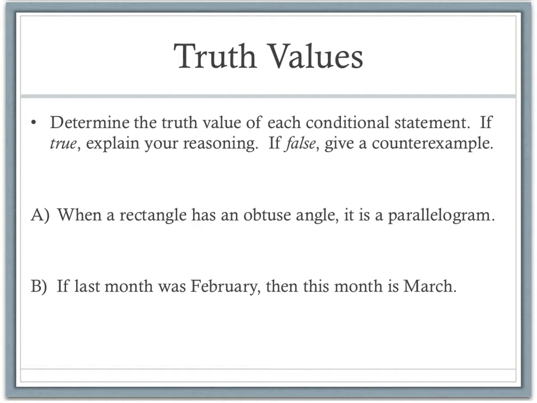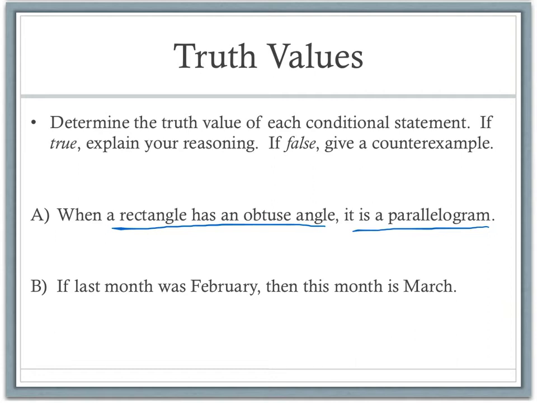If-then statements have truth values. To determine the truth value of each statement, that's what we're going to be doing. If it is true, we need to explain our reasoning, and if it is false, we're going to give a counterexample. Looking at our statement, when a rectangle has an obtuse angle, it is a parallelogram. Our hypothesis is that a rectangle has an obtuse angle, and our conclusion is that it is a parallelogram. Now when you look at this, our hypothesis is false, because a rectangle cannot have an obtuse angle.